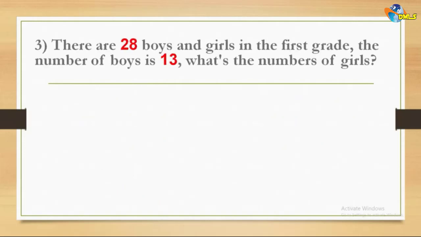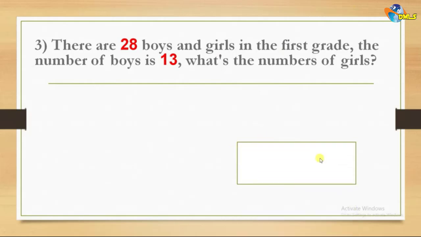In a story problem, you have to read the problem very well to know which operation you should use. Let's read question number 3. There are 28 boys and girls in the first grade. The number of boys is 13. What is the number of girls? Here I have 28 boys and girls. So boys and girls means students.